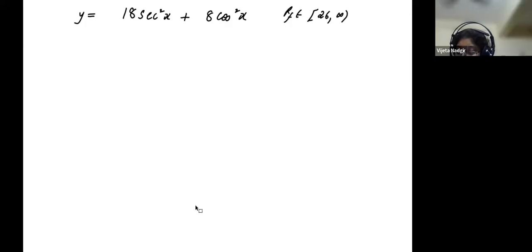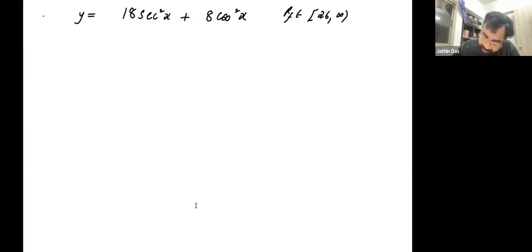So you just take down the homework now. Just one line only: 18 sec square x plus 8 cos square x. And the answer is, this is the range: 26 to infinity, included. Okay, this is the homework. As of now, you do this.